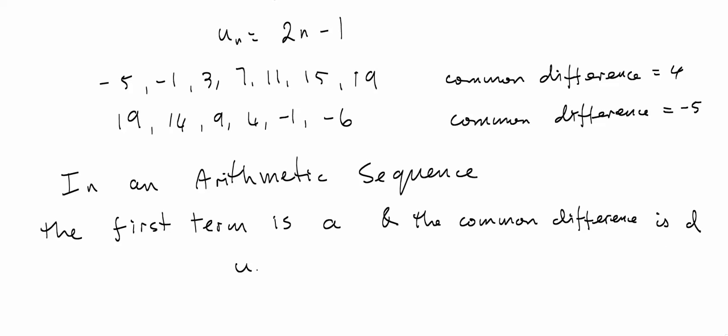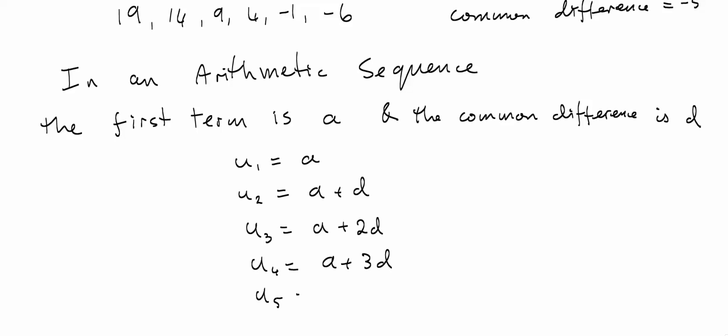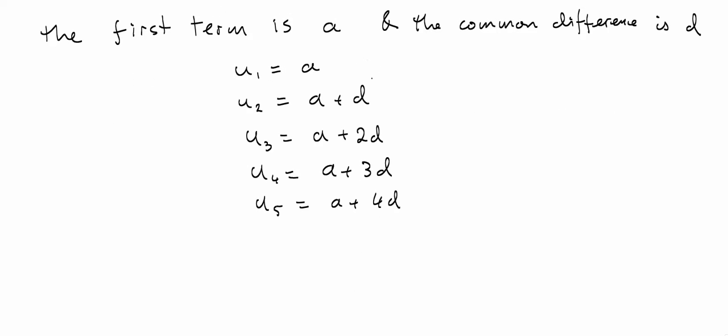So the first term, which is u1, equals a. Then u2, we add d, so we have a plus d. u3, we add d again, so it's a plus d plus another d, so a plus 2d. u4 then is a plus 2d and another d, which is 3d, and so on. So u5 is a plus 4d. We can see a pattern here: u3 a plus 2d, u4 a plus 3d, u5 a plus 4d.